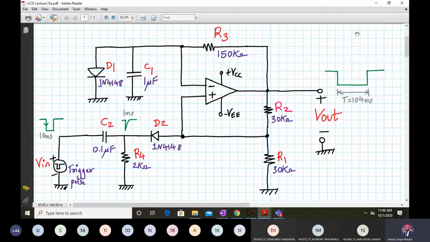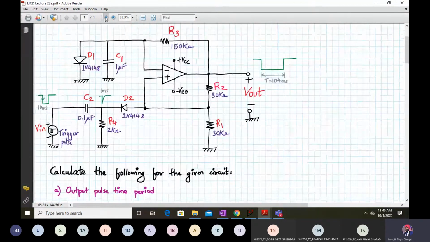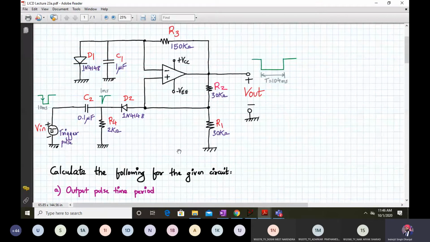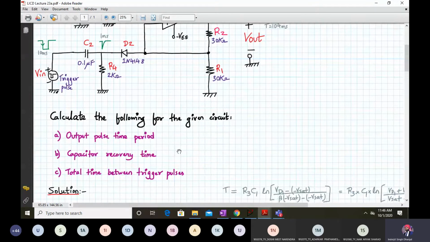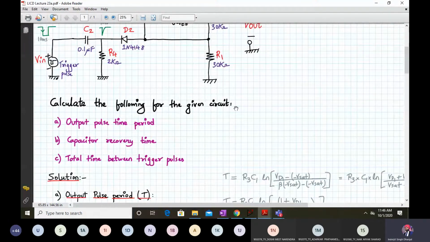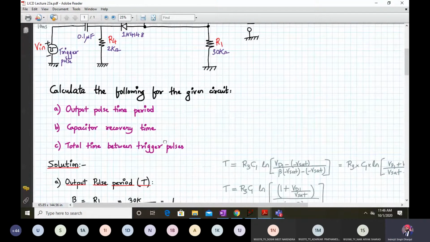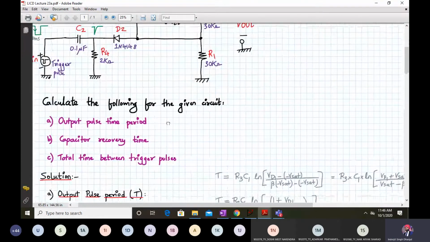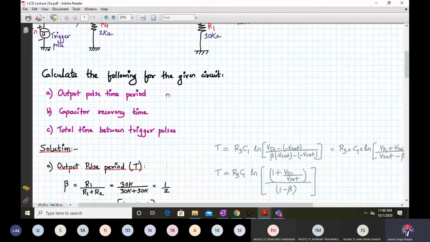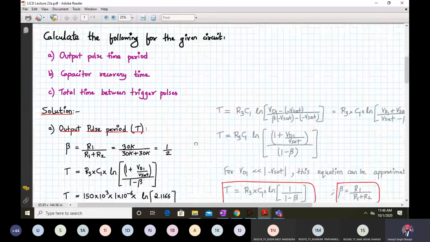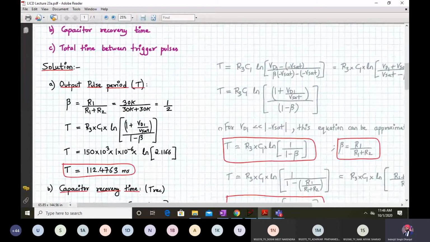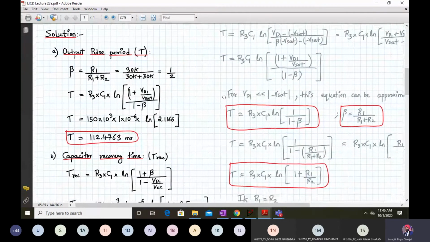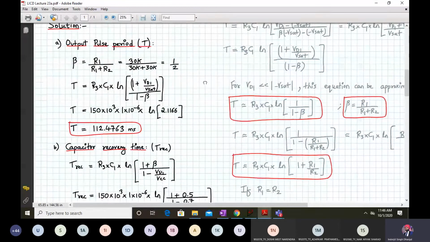Now let me start with the calculations. We need to calculate the following for the given circuit. First of all, the output pulse time period. Then there is something called the capacitor recovery time, and then the total time between the trigger pulses. Don't worry about the formula at all. We will come back to all this.